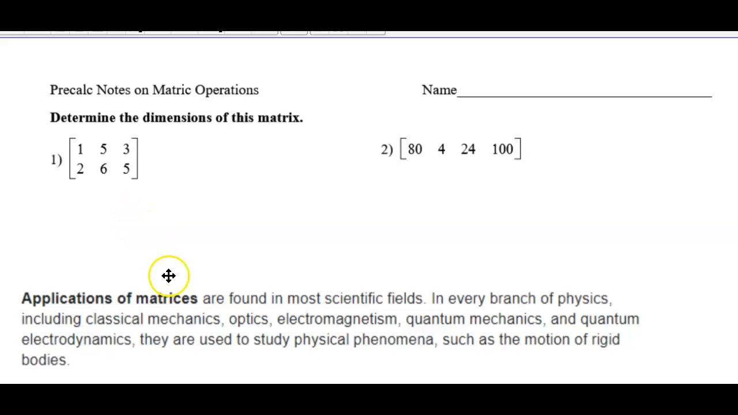A matrix is, unlike the movie, an organization of numbers, and there are tons and tons of applications of matrices. I've listed a few down here, but they also are used extensively in computer animation, in anything that uses a spreadsheet, which is really a matrix, in organizing data, decoding any kind of things, all kinds of good stuff.